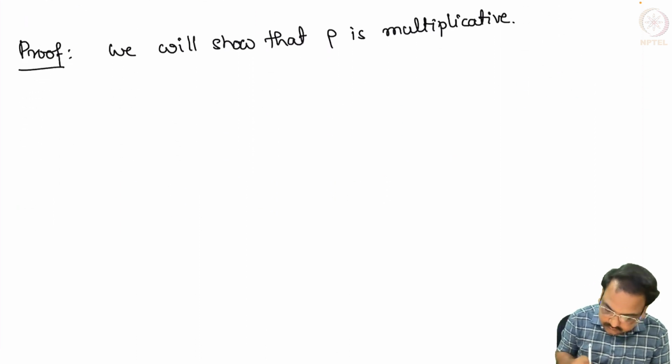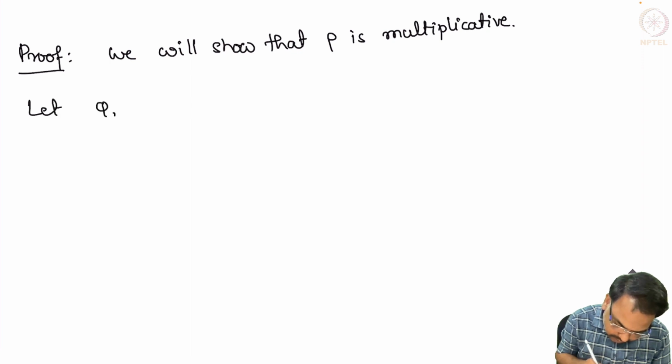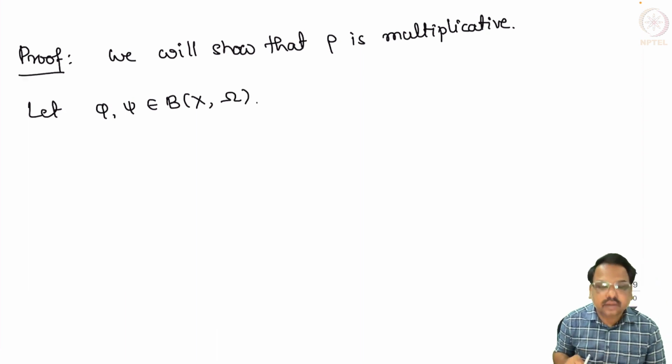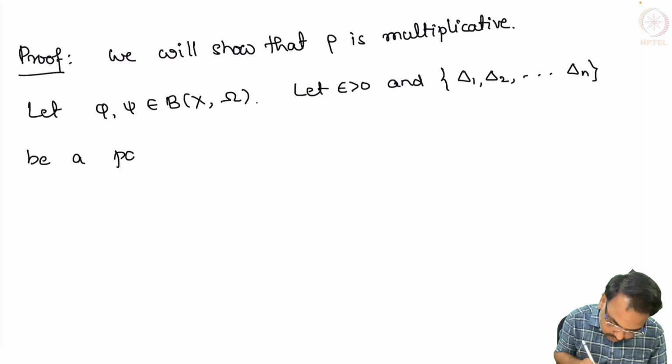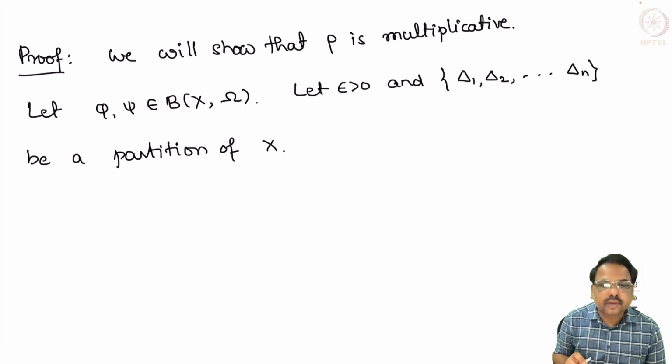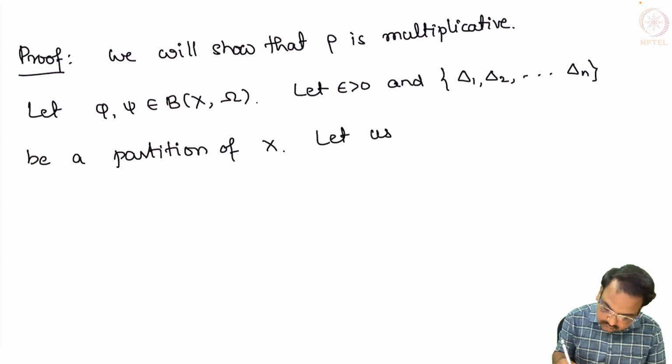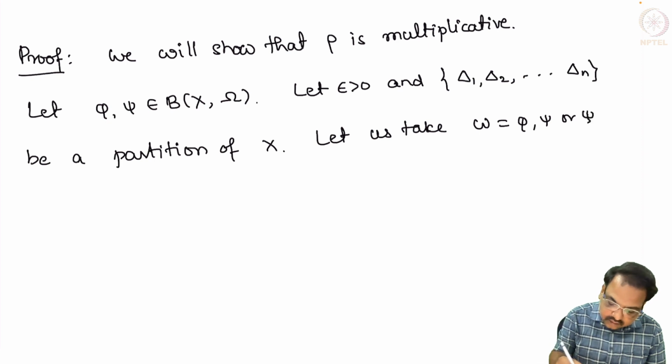So let us take phi and psi from B(X, Ω). Let epsilon be positive and Δ1, Δ2, ..., Δn be a partition of X. So let us take omega equal to phi psi, the product of phi and psi.